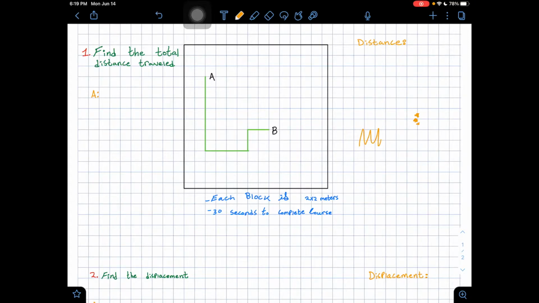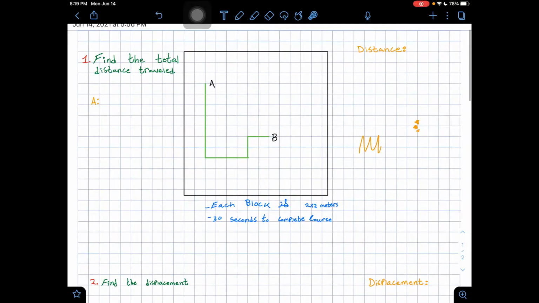Now you can see that the first question is asking us to find the total distance traveled. We can see that we have a small path here from A to B. At the bottom of this illustration, it says that each block is 2 meters by 2 meters, and it takes 30 seconds to complete the course. So we're going to use this same illustration for all 4 of our questions.